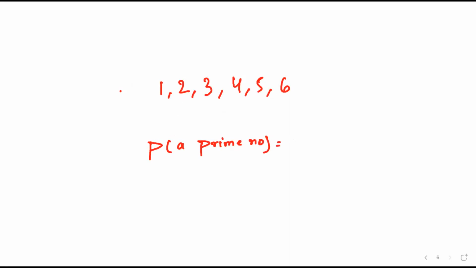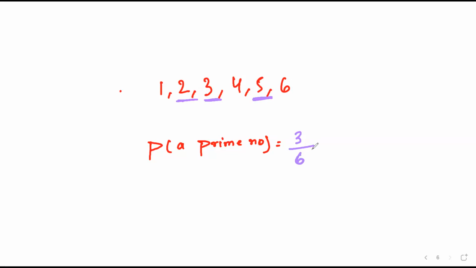Prime numbers are numbers which are divisible by 1 and itself. 2 is a prime number, 3 is a prime number, 4 is not a prime number, 5 is a prime number, 6 is not a prime number because 6 is divisible by 2 also and 3 also. 1 is neither prime nor composite. We must know that 1 is not a prime number and 1 is not a composite number also. So 1 we cannot take. How many prime numbers do we have? 2, 3, 5, that is 3, out of 6 total numbers. This is the probability of getting a prime number.